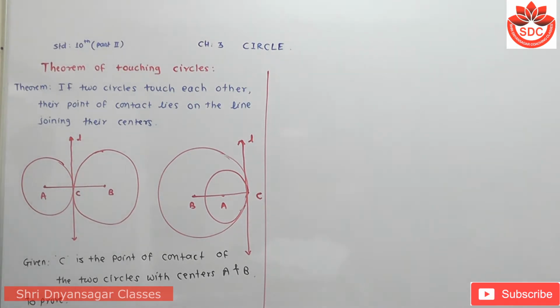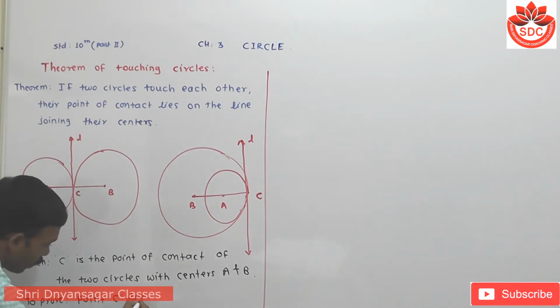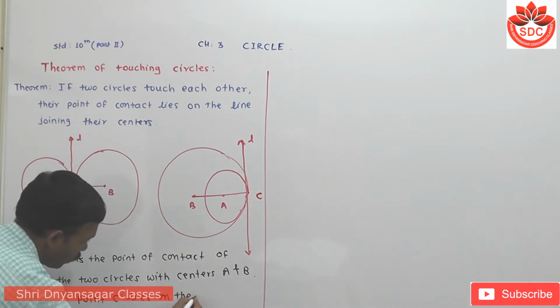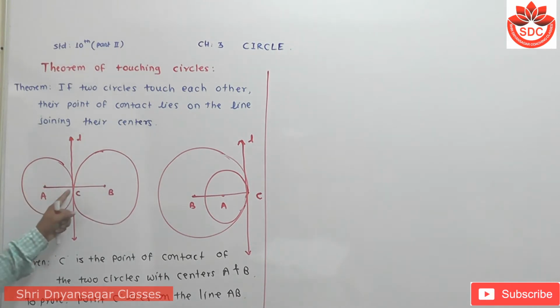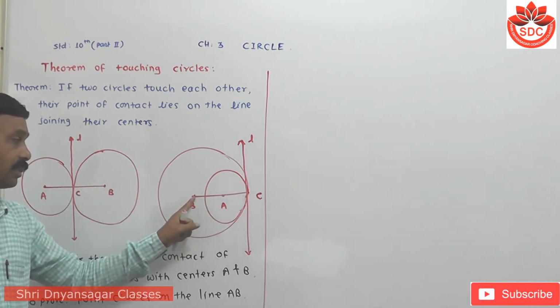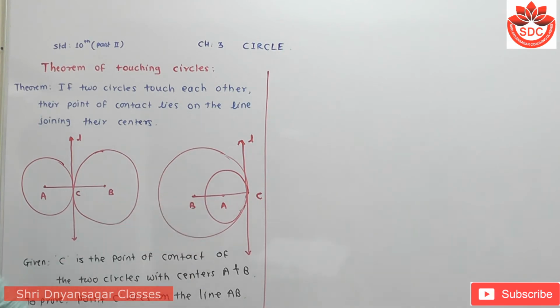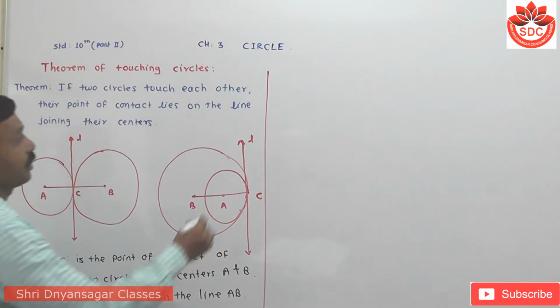Then to prove is that this point C lies on the line passing through these centers, that means it lies on the line AB. So I write here: point C lies on the line AB. That means the points A, C, B are collinear points.